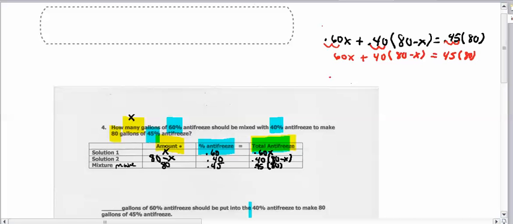Alright, next step, we just keep our 60x. We're going to multiply 4 times 8 is 32, and there's 2 zeros. 40 times negative x is negative 40x. And then we've got 45 times 80, and that is going to be 3,600.